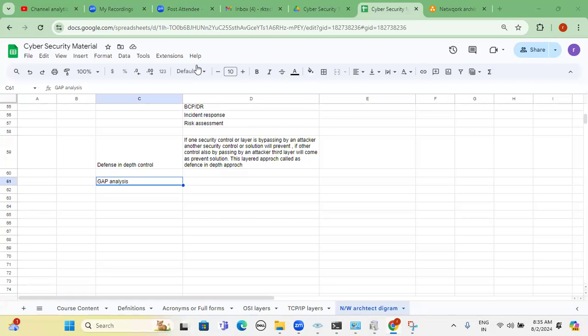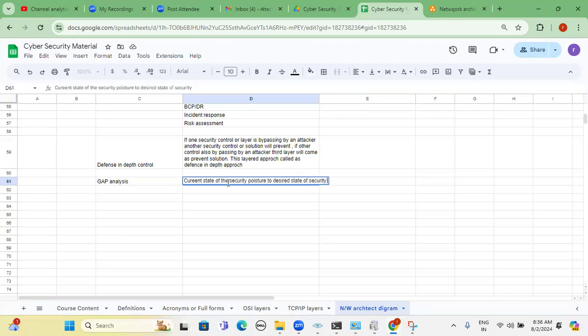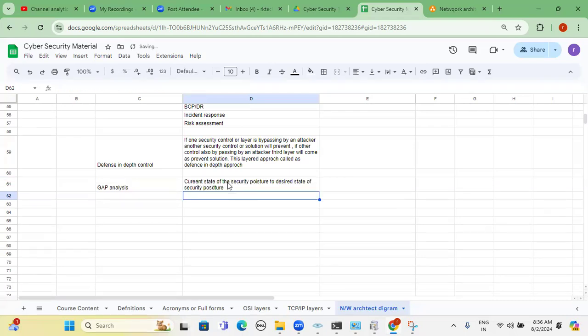Yes, it is. It is all layers. So gap analysis is mainly for comparing the current state of the security posture to where we want to achieve. That is called the desired state of the security posture. That is called gap analysis. So please remember this word, gap analysis.